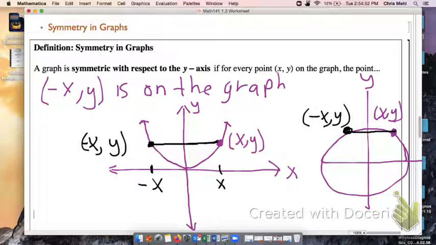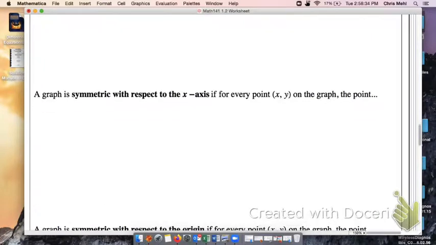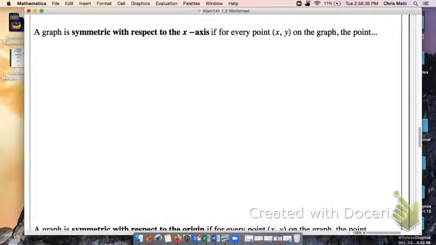Now, for any given graph, there's also a corresponding expression or relationship between x and y that would give you the points on the graph. So I'll show you in a second how to look at an equation and determine the symmetries without even having to look at the graph. Okay, so the second kind of symmetry is symmetry about the x-axis.